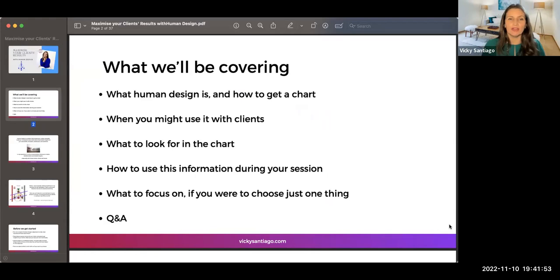We'll just quickly run through how to get a chart. We're going to talk about why you might want to use human design with your clients. When you have a chart, what to actually look for in the chart, how to use that information in your session, and what to focus on if you were to just choose one thing. And then, of course, we'll have a bit of time for Q&A at the end. Sound good?